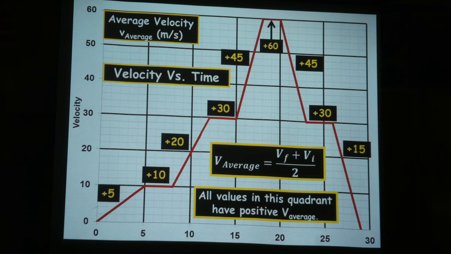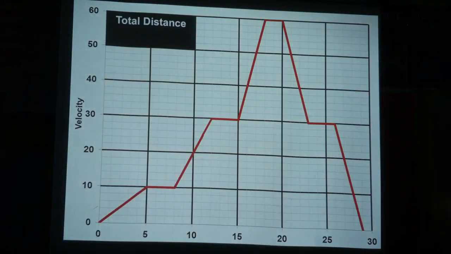Okay, so verify those values. See if that one is 30. Oh, I see the 30. The 30 is that horizontal. Check out the 20, though. It goes from 10 to 30, which would be 40. Yeah, 40. 30 plus 10 is 40, divided by 2 is 20. Yeah, that is correct. Okay, now, this is going to be a velocity time graph and total distance.